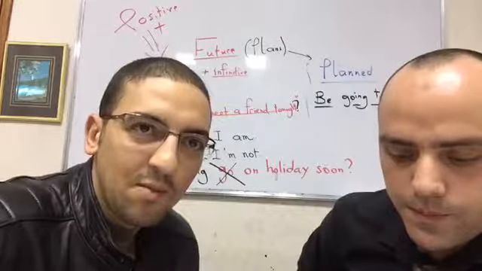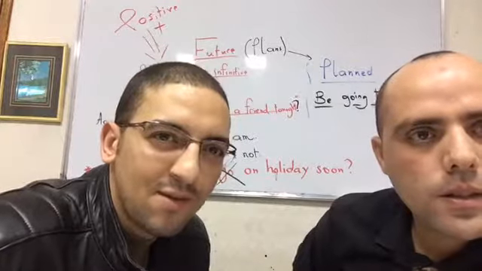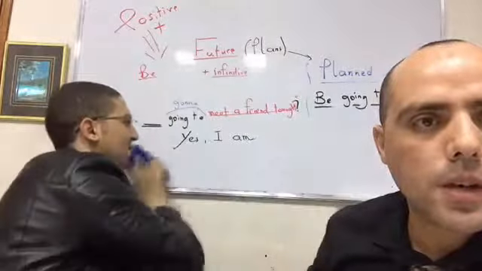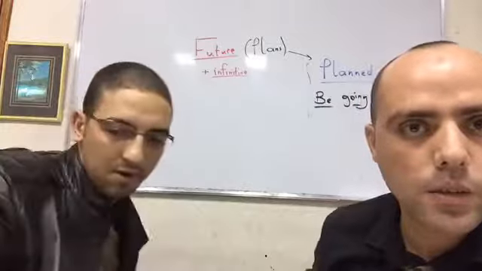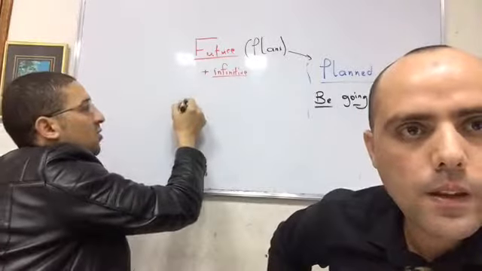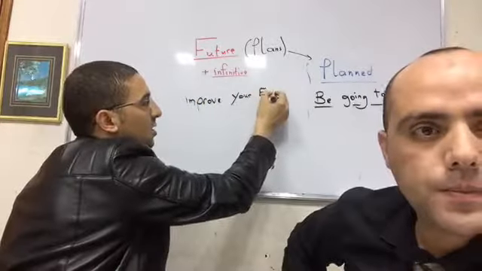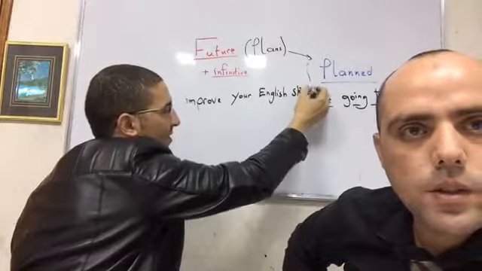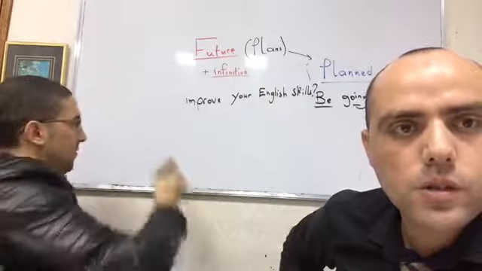Now we're going to ask you about something else, that is the present simple. We've talked before, in the previous videos, about the present simple tense, and we explained it in detail. So if you missed that video, you can go and see it again. Here, for example, we're going to ask a WH question about improving your English skills. So here we're going to talk about another kind of question, which is the WH questions.